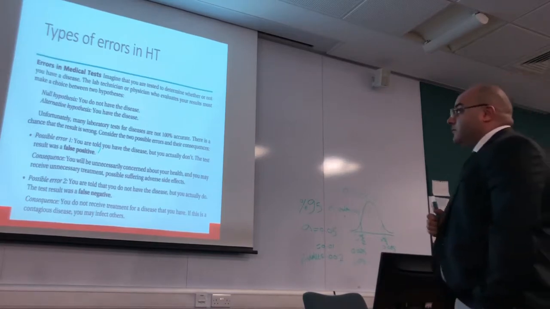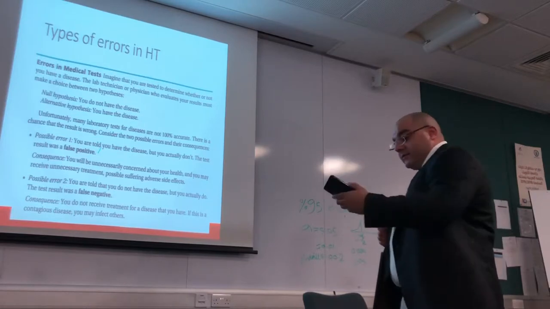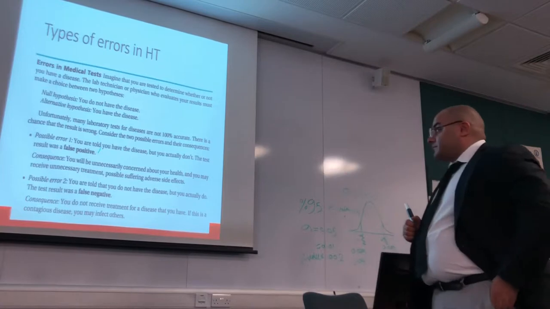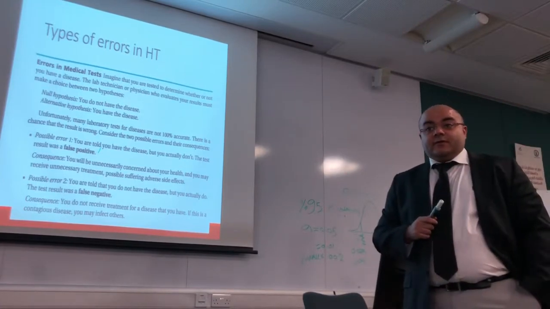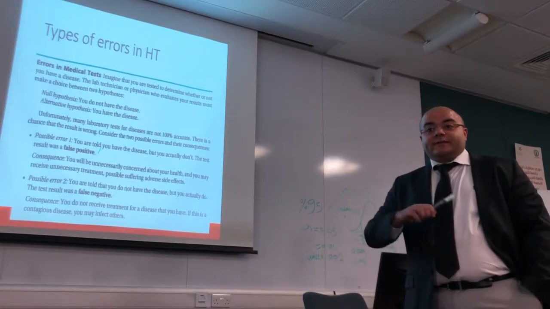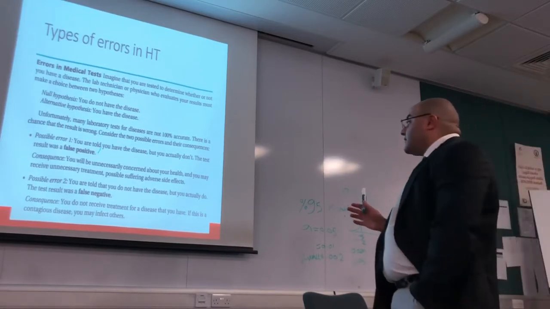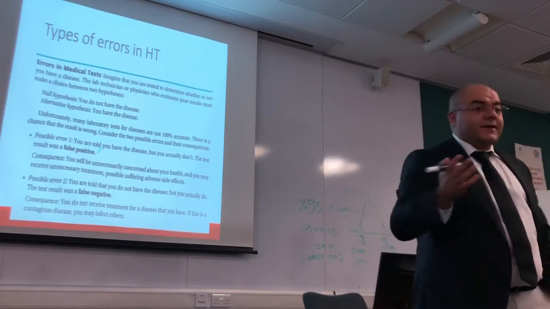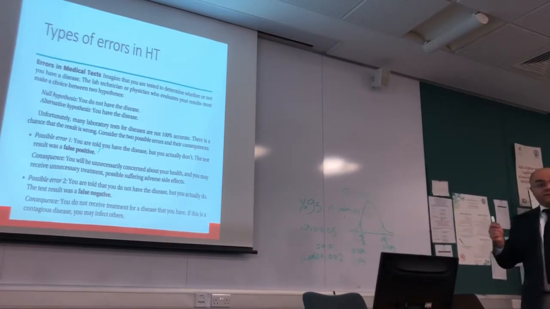Possible error two. You are told that you do not have the disease, but you actually do. The test result is called a false negative. Okay, what does it mean? You have an infectious disease and the result came out false negative, so you went back home. Consequence: you don't receive the treatment for the disease and it could be contagious and you might infect others. So, out of the two, we have false positive or false negative.